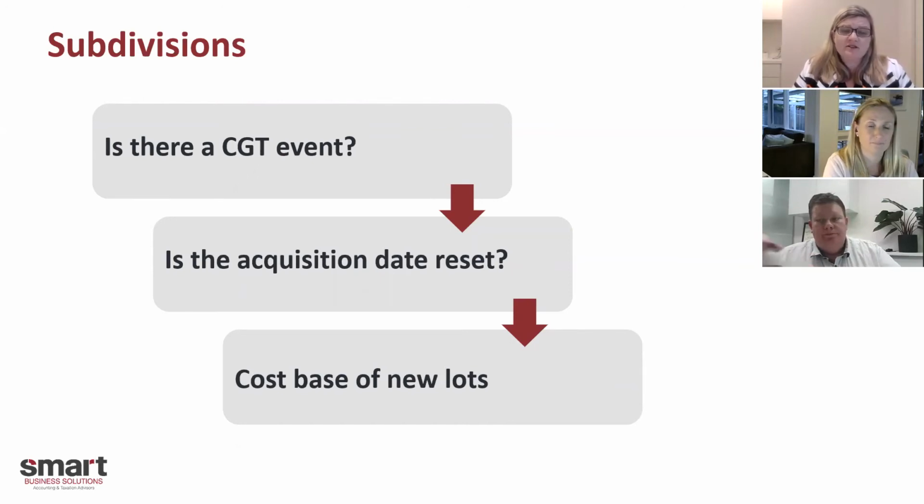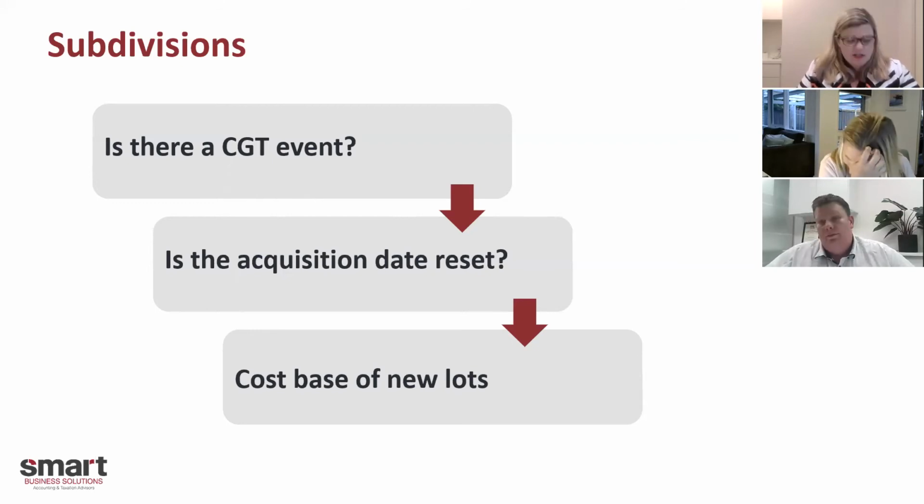Because often if there's a house on it and the other piece is vacant, then there will be a different cost to that, and that gives us our cost base to get us ready for whatever it is that you're doing next, whether you're selling them both off, whether you're selling one off, and it's that kind of planning up front.